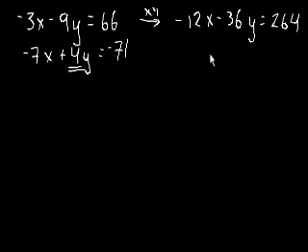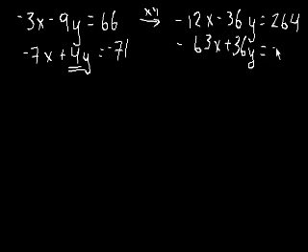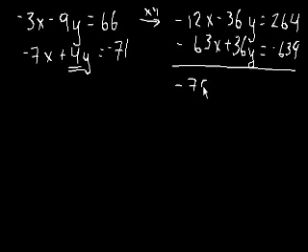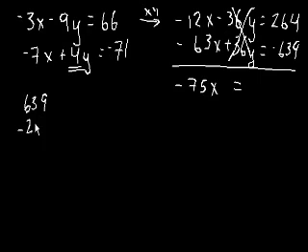And we multiply the second equation by 9. So it's minus 63x plus 36y is equal to, let's see, that's 639. Those are big numbers, 639. Okay, now we add the two equations. Minus 12 minus 63, that's minus 75x. These cancel out, equals 264. So let's see, what's 639 minus 264?